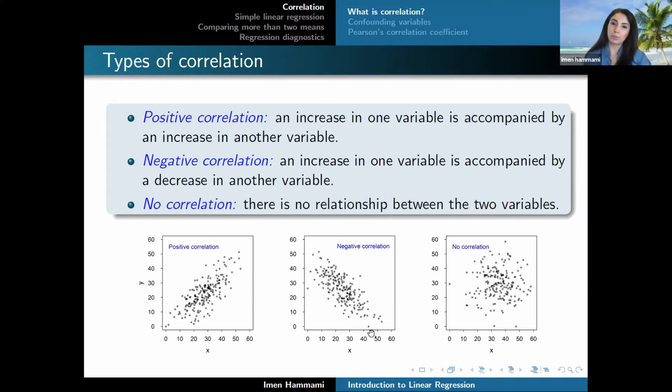Negative correlation is the opposite: when the value of x increases, the value of y is going to decrease, and you're going to have this kind of shape. And then no correlation at all is when you don't see any pattern in your scatter plot. So this is, by the way, called a scatter plot.